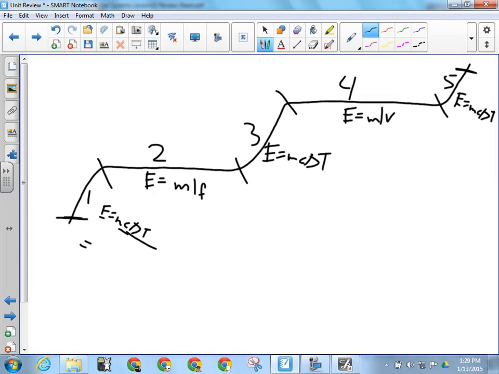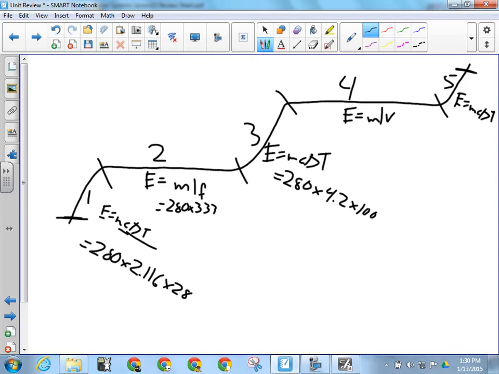So for this one, what was the mass in that question, Rachel? 280 grams, I think, right? Okay, so 280 grams times the specific heat of ice, 2.116, and then the temperature change. It started at minus 28. The ice can only get to be 0, so the temperature change is 28. Then we do our 280 times 333 for this step. For this step, I'm now dealing with liquid water, so I still have 280 grams, but now I use the specific heat capacity of water, and the water is going from 0 to 100. So that's 100 degrees, and that would give me my answer there.